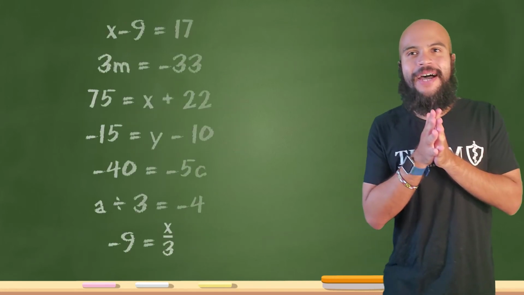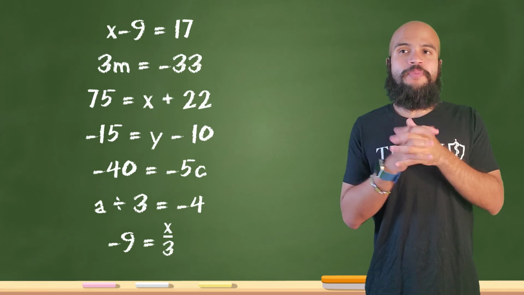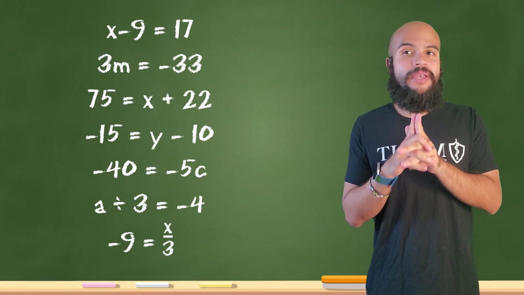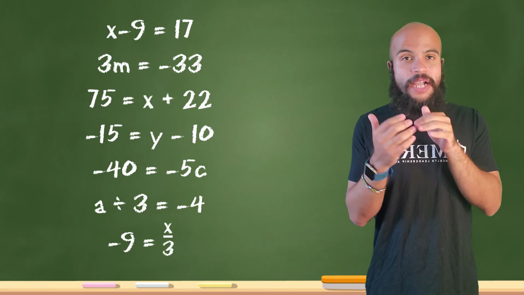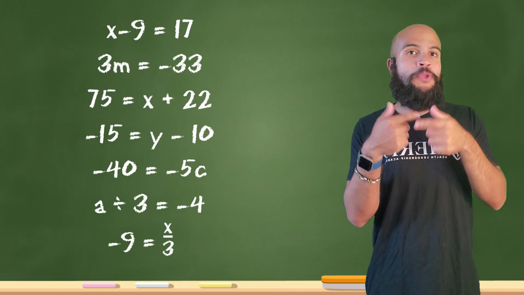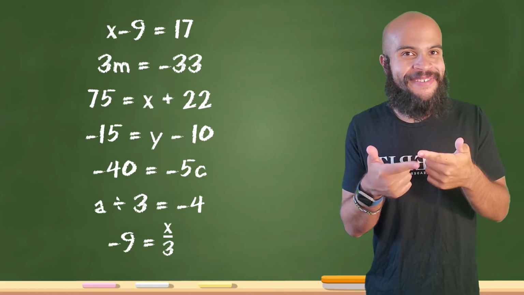Now, for this next slide, you have a few examples here on the screen. What I want you to do is pause the video and work through these independently. I will give you a hint for the last one. A fraction bar indicates division. So I want you to think about how you undo division. So think about what's the opposite of division.